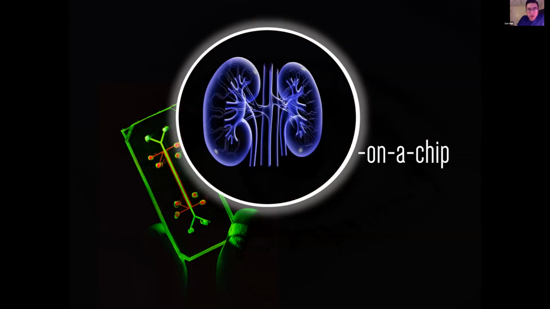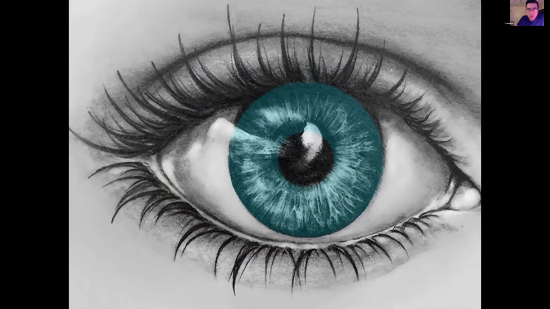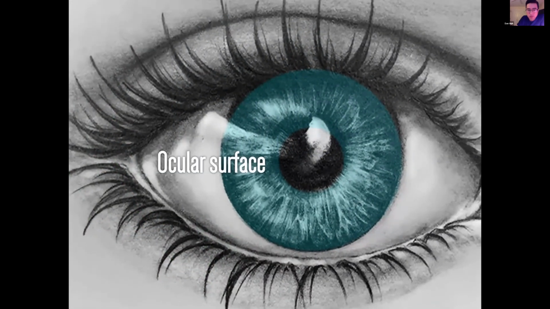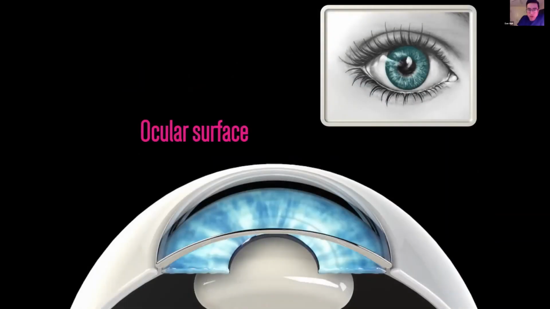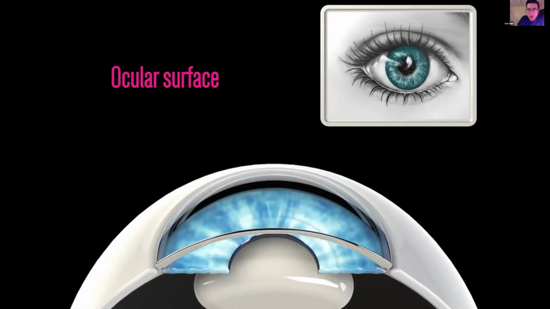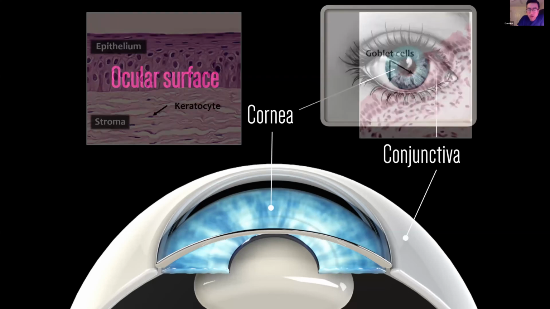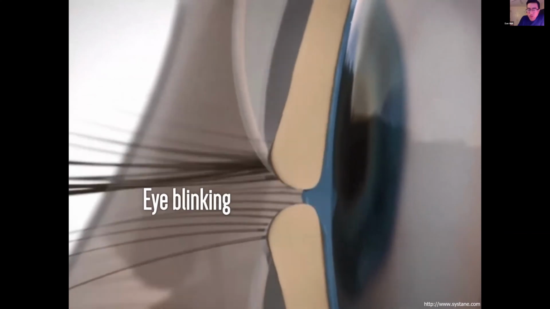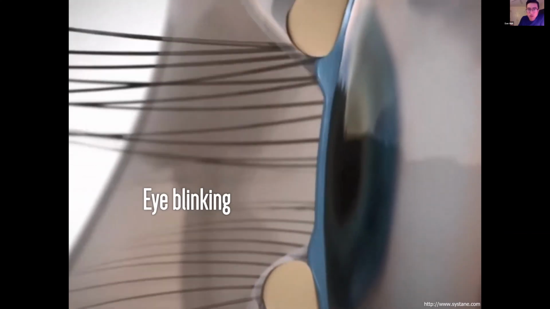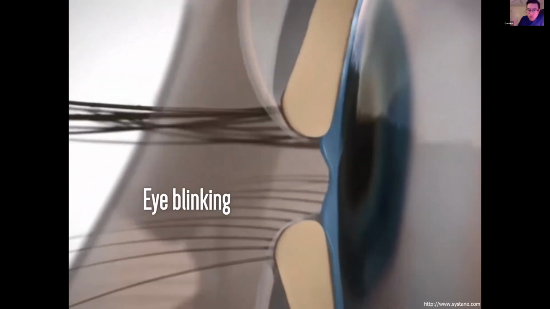One of the well-known examples in my lab is the eye model. We're modeling the ocular surface of the eye, consisting of the cornea at the center surrounded by the conjunctiva. I'll skip all this, but we were interested in mimicking eye blinking to mimic the environment. It's all about mimicking the structure and environment. Those are the first things we do.